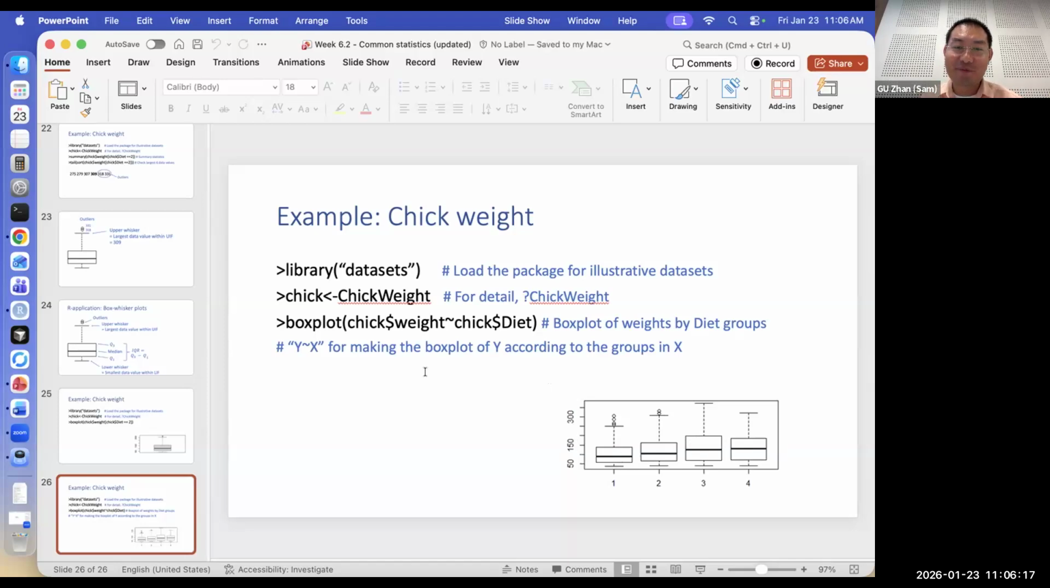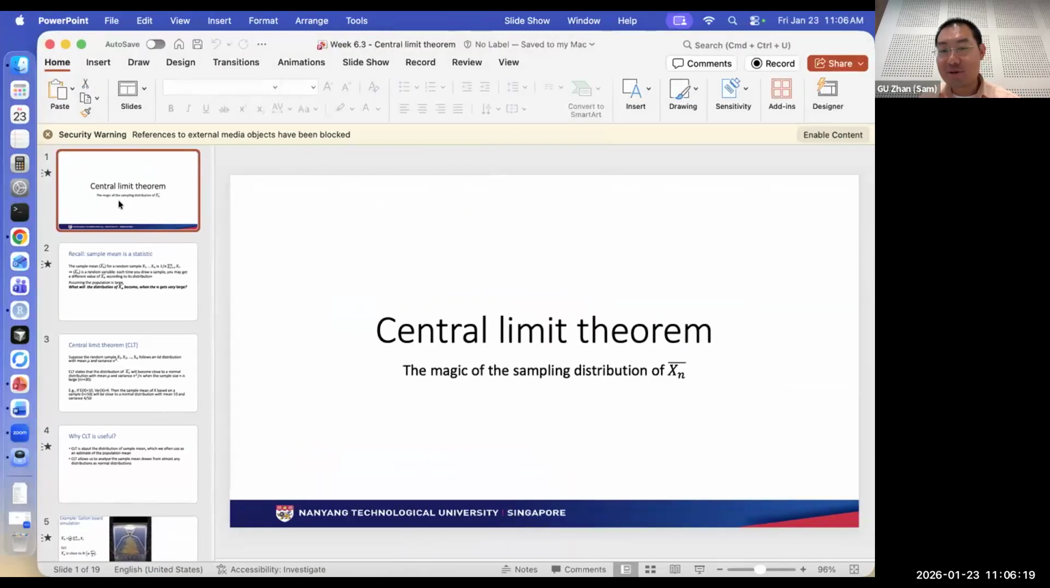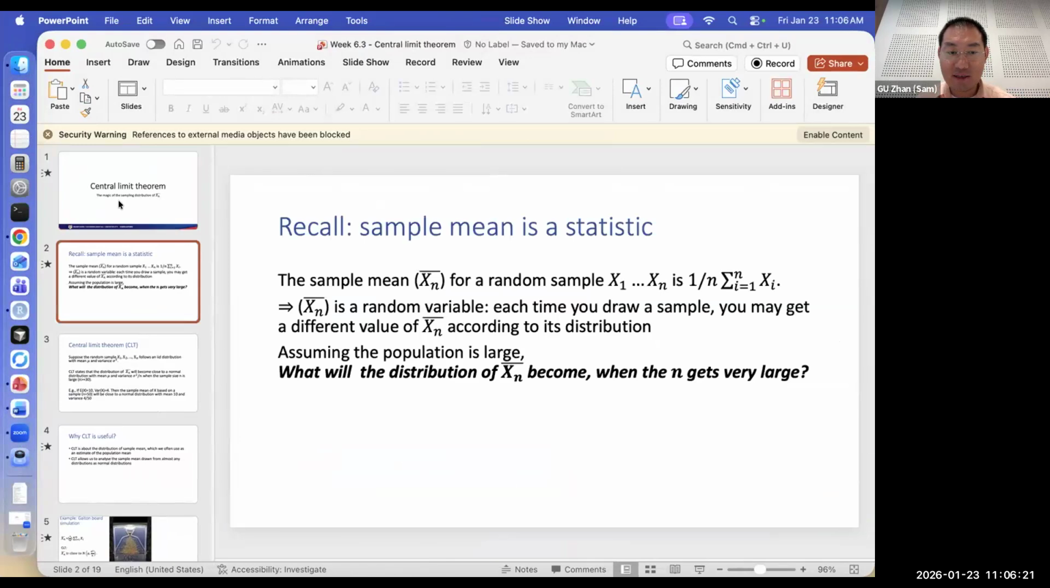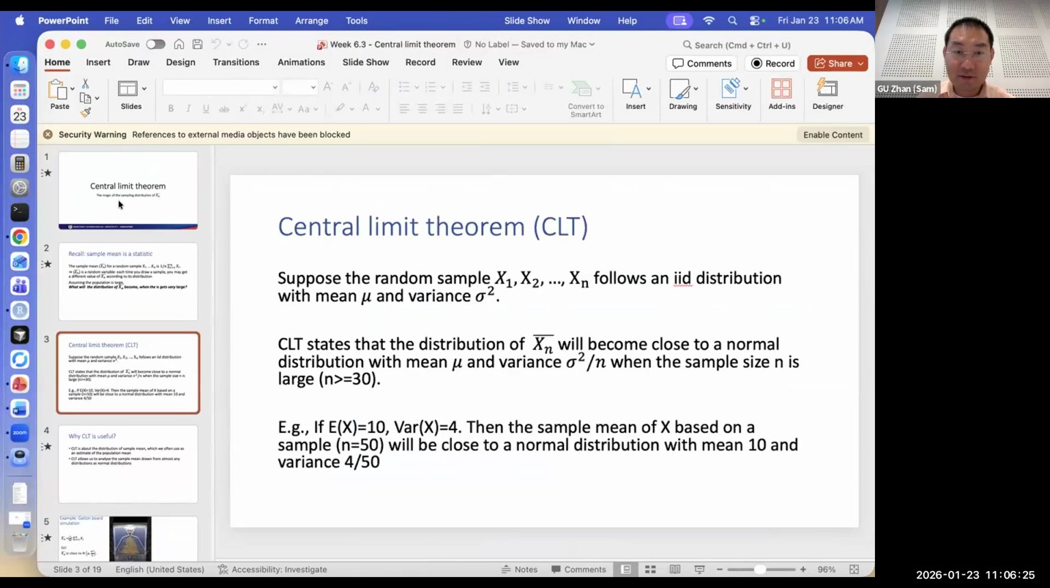Think about it. Okay, next we'll look at the central limit theorem. Central limit theorem is a long theory, but not difficult. So central limit theorem, okay. So a random sample x1 to xn follows an IID distribution with a mean of mu and a variance of sigma squared, or standard deviation sigma.